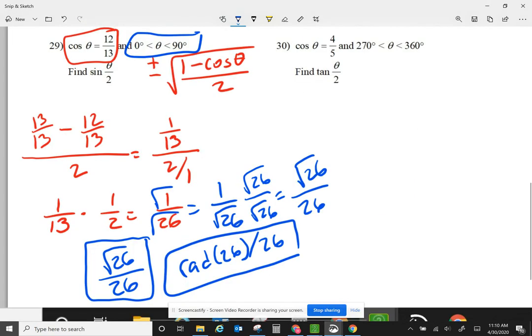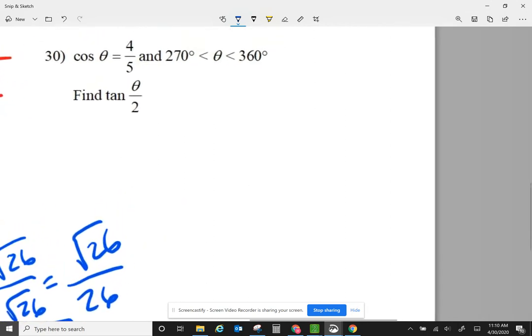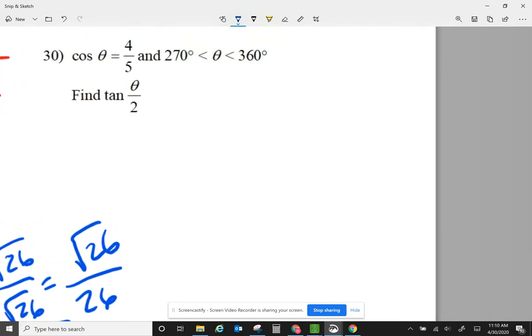All right, let's go back to our work. Let me remember the formula. I gave you guys formulas. The formula for tangent of theta over 2 is positive or negative, depending on the context, the square root of 1 minus cosine of theta over 1 plus cosine of theta. Seems like I need cosine of theta, and I am given cosine of theta.